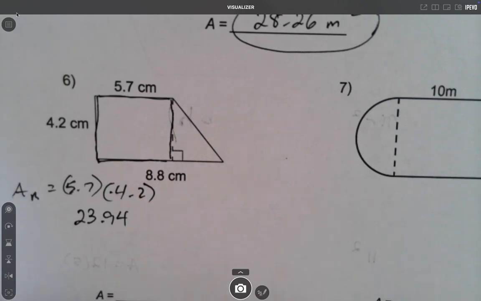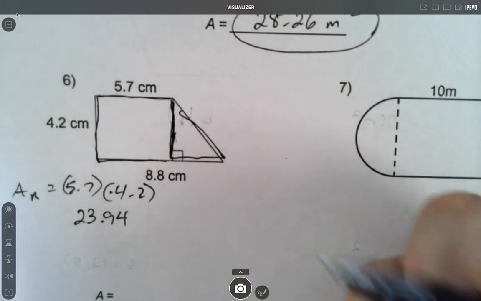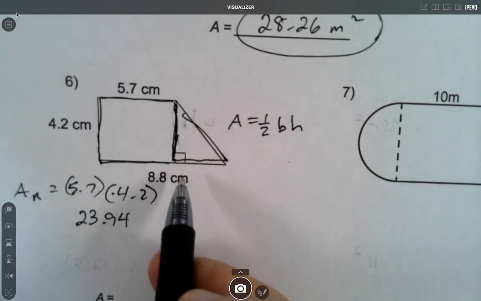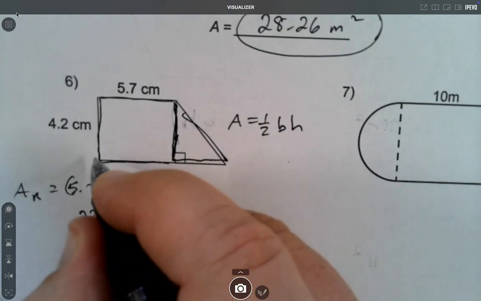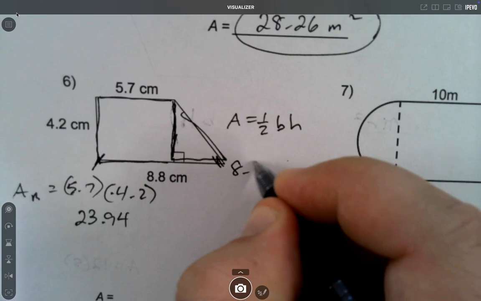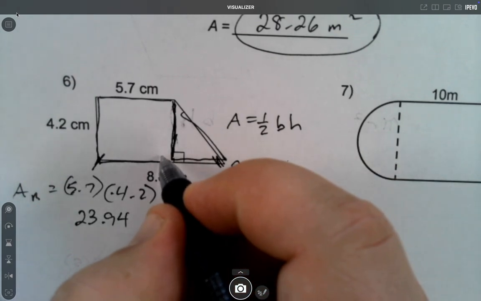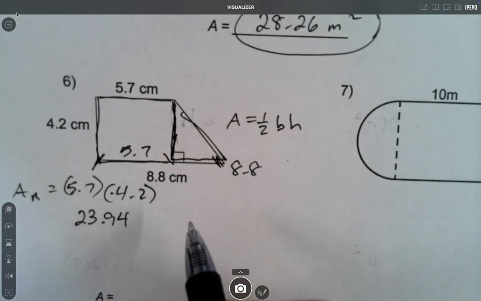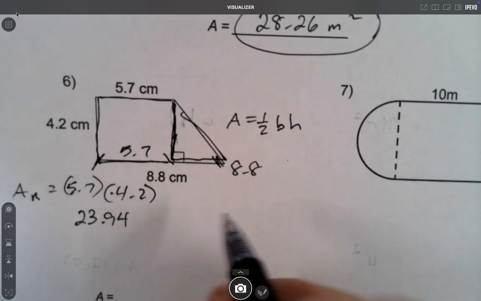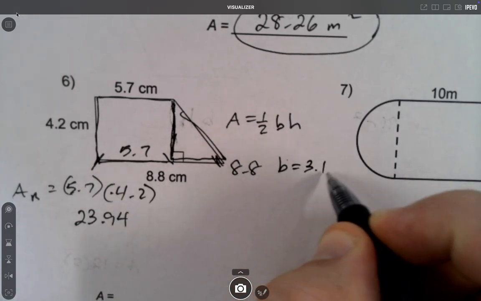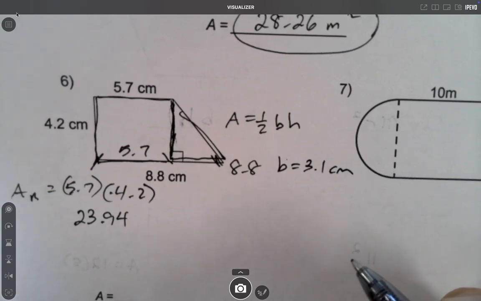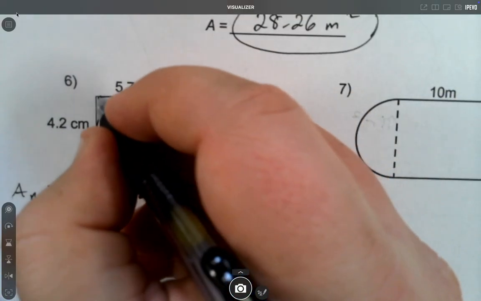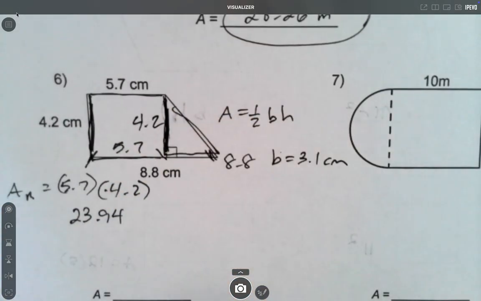Okay, now for the triangle though, right here, gotta be a little careful, make sure we get the measurements we need. The formula is half times the base times the height. Well, we don't exactly have the base. We know from here to here is 8.8 centimeters. But we also know from here to here is 5.7. So this part, the base of the triangle, makes up the difference. So if you do 8.8 minus 5.7, you'll find the base is 3.1 centimeters. And the height, this right here, is identical to this height over here, so it's 4.2 centimeters.